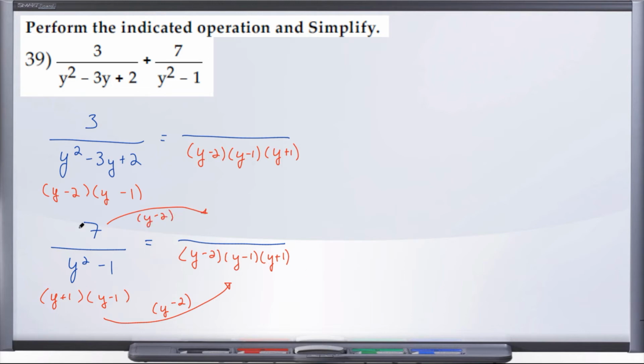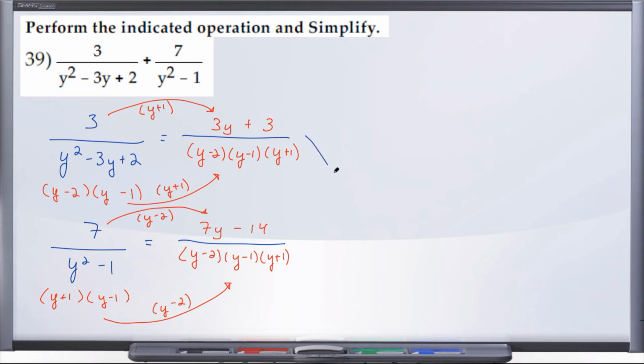And so now we have 7 times y gives us 7y. And 7 times negative 2 gives us minus 14. All right, and now we're going to do the same thing here with our top fraction. Y minus 2, y minus 1, y minus 2, y minus 1. So we're missing the y plus 1 factor. So to go from the original denominator to our common denominator, we have to multiply the bottom by y plus 1. But whatever we do to the bottom, we also have to do to the top. So now we have 3 times y gives us 3y, 3 times 1 gives us plus 3.